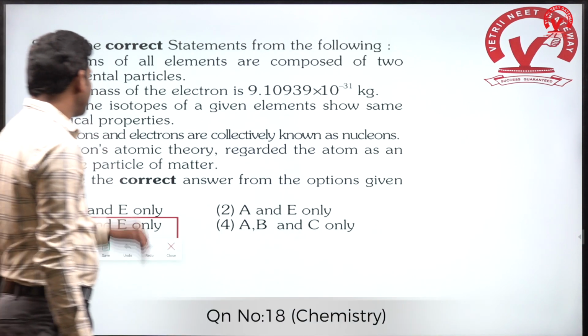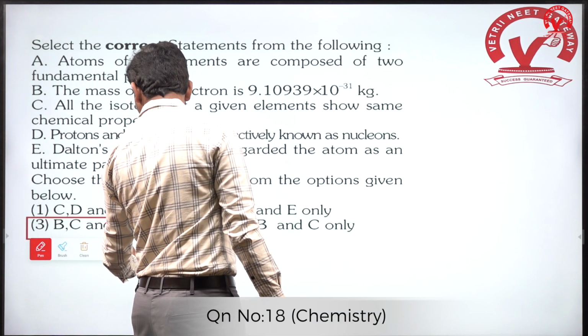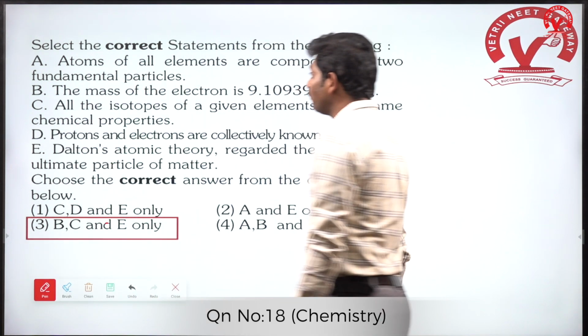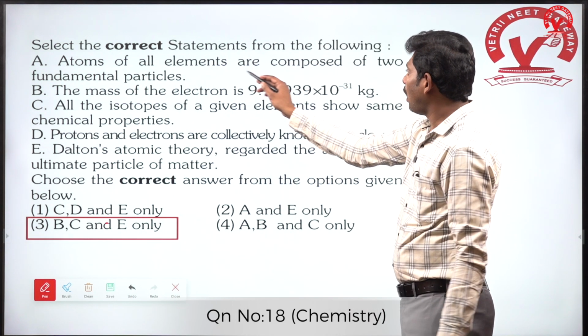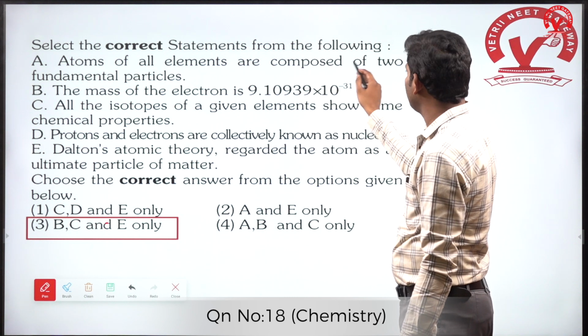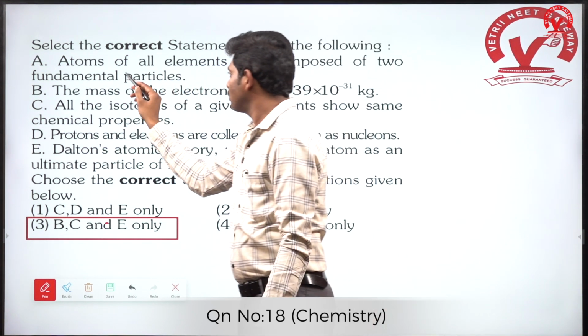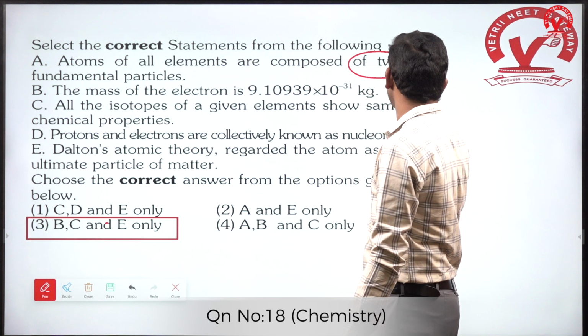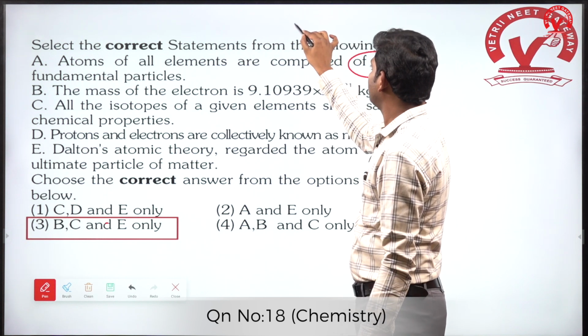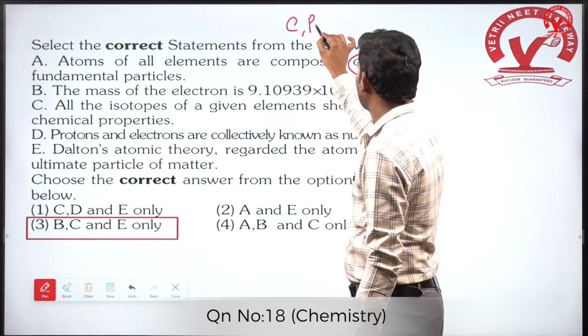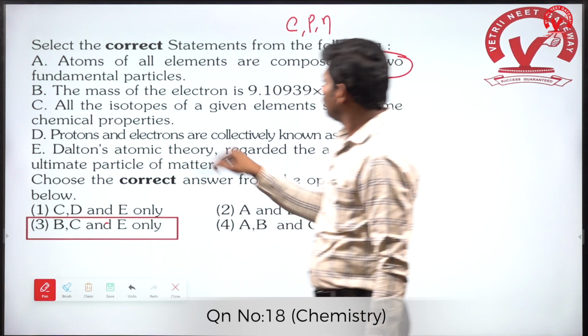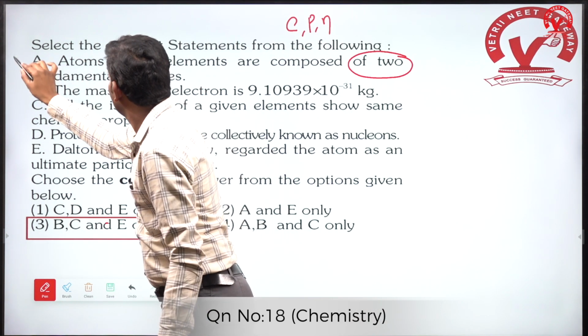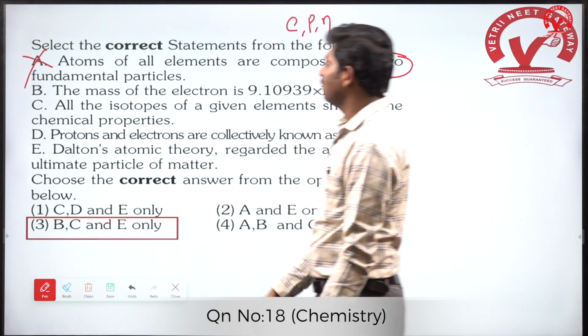Select the correct statement from the following. First statement: atoms of all elements are composed of two fundamental particles. Two fundamental particles, it is wrong. It is three fundamental particles: electron, proton and neutron. So this statement is incorrect.